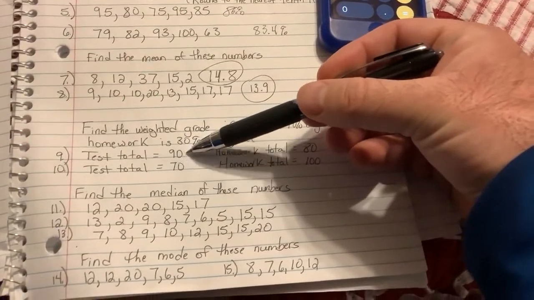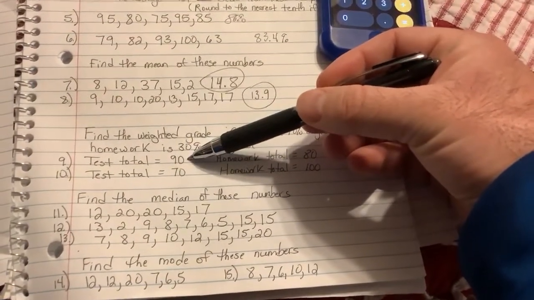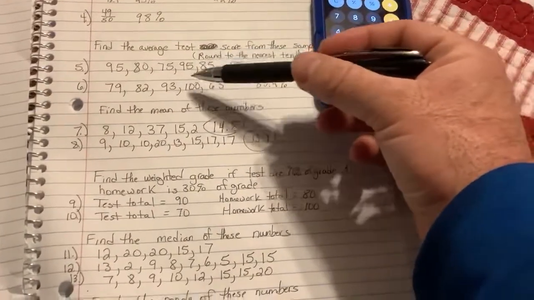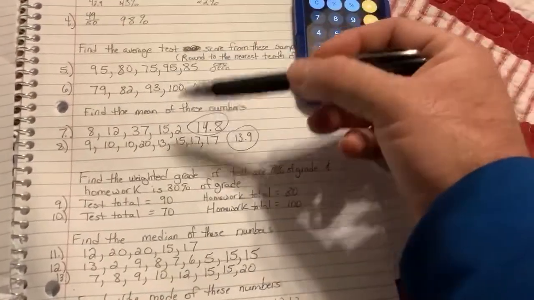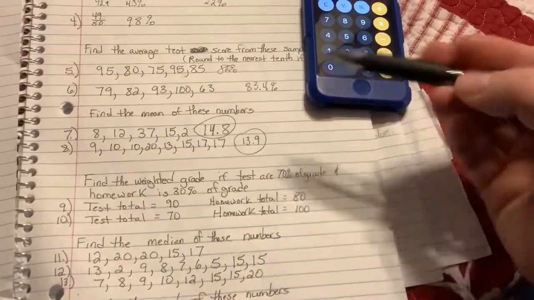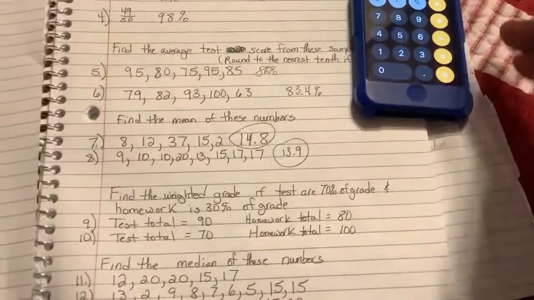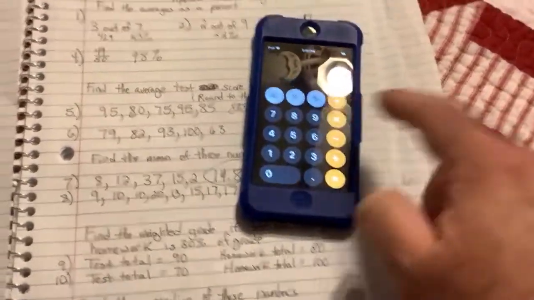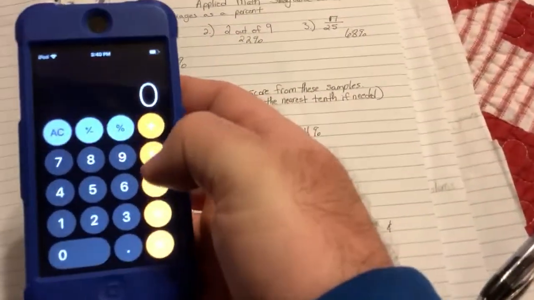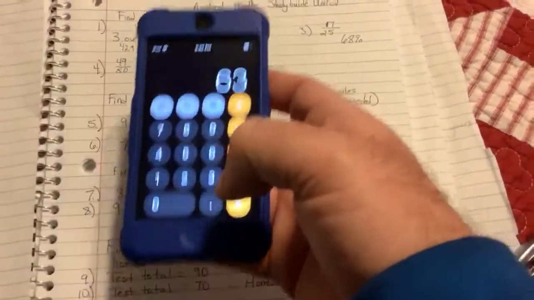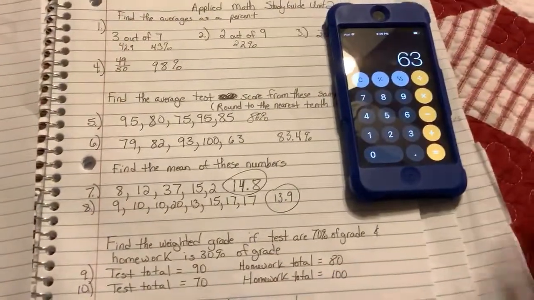Your test total is 90. Like all your tests together have come to a 90%. So if you're doing your own grading and you went through all your tests and found out that it was a 90, that's going to be 70% of your grade. So this is the one that you have to take 90 and multiply it times 0.7. So 90 times 0.7, so 63 is just from your test scores.